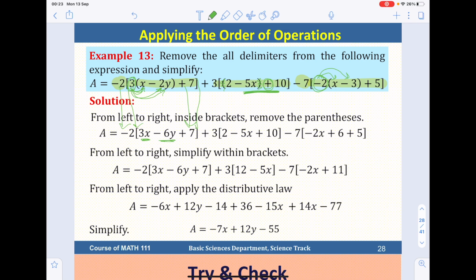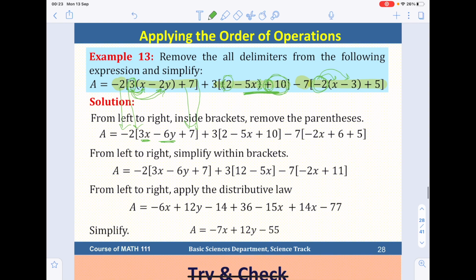Now we just add this plus 10 with 2, or just remove the parentheses. And in this case, I will distribute negative 2. So negative 2 times x is negative 2x. Then negative 2 times negative 3 is a plus 6. Then I'll put a plus 5 as it is.